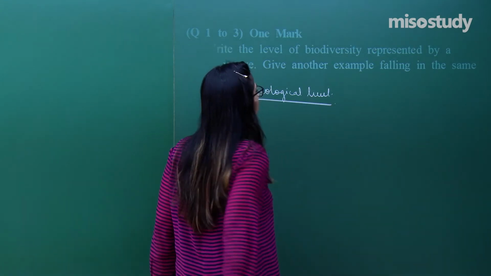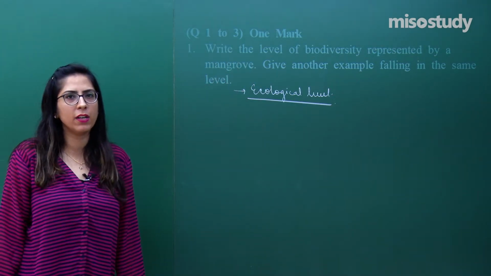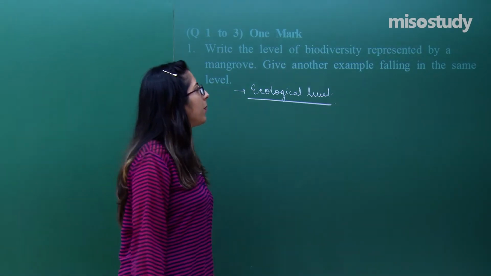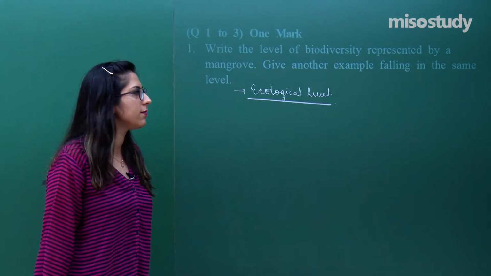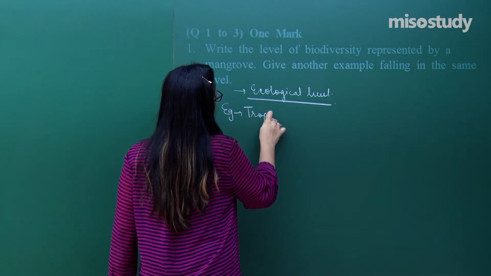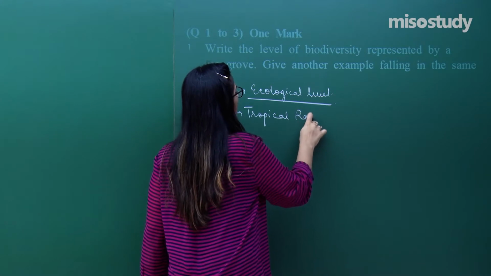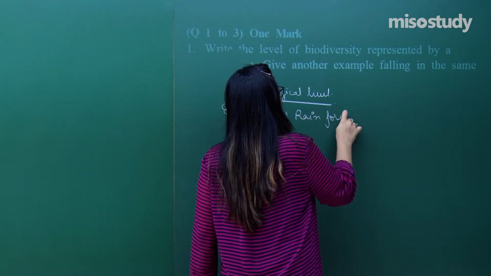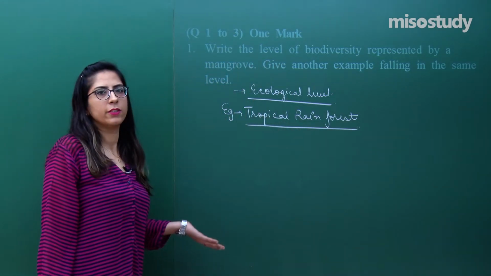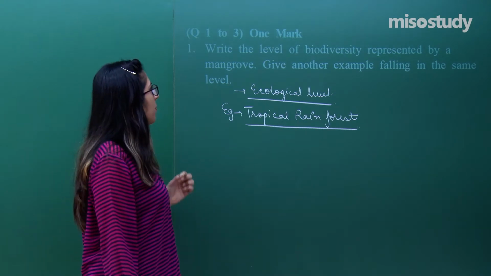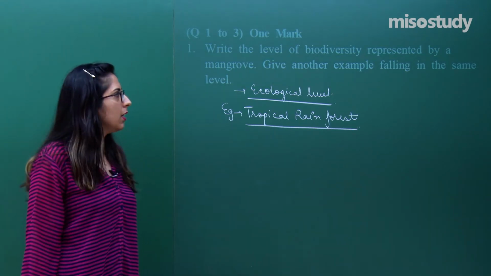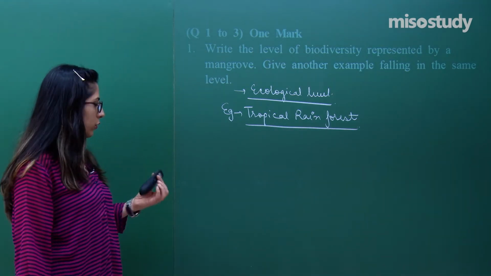Different categories, different types of animals or living organisms live in it. That's why they come under the ecological level. So give another example which is falling in the same level. Another example you can take is a tropical rainforest. So many others are also there, so you can take any of the examples. This is called an ecological level. The first example we have studied is mangroves, and the second is a tropical rainforest. Now let's move to the next question.